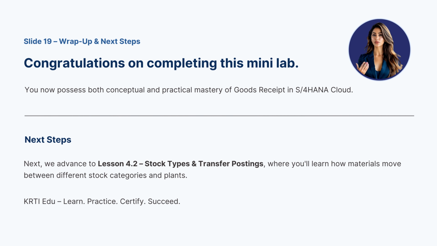Congratulations on completing this goods receipt mini lab. You now have both theoretical understanding and practical execution experience. Next, we'll move to Lesson 4.2, Stock Types and Transfer Postings, where you'll learn how materials move between unrestricted, quality, blocked, and in-transit stock types across plants.